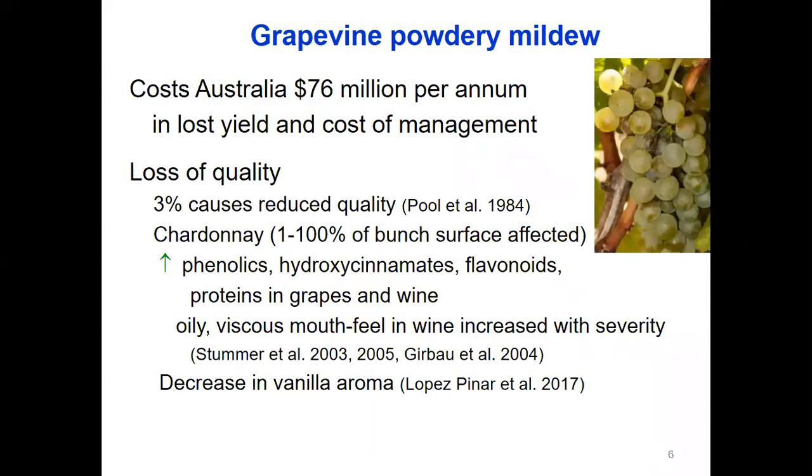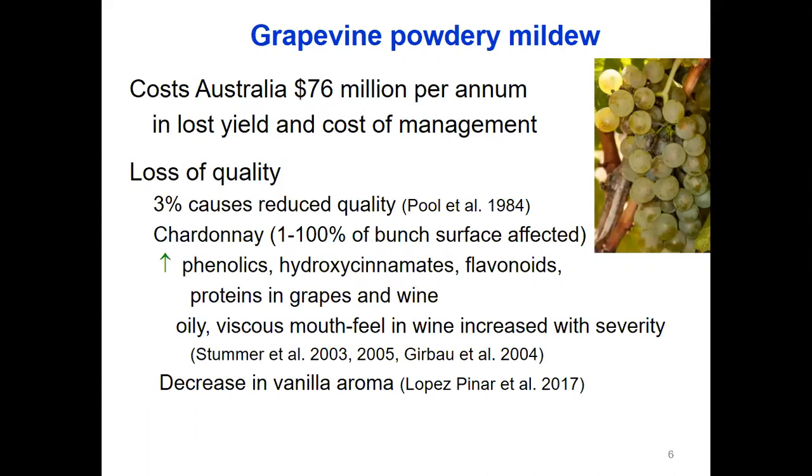Bit of background, first of all. Powdery mildew is the most costly disease affecting Australian viticulture. And in a survey conducted by, or led by, Schofield and Morrison in 2009, the cost Australia-wide was estimated at $76 million a year in lost yield and cost of management.